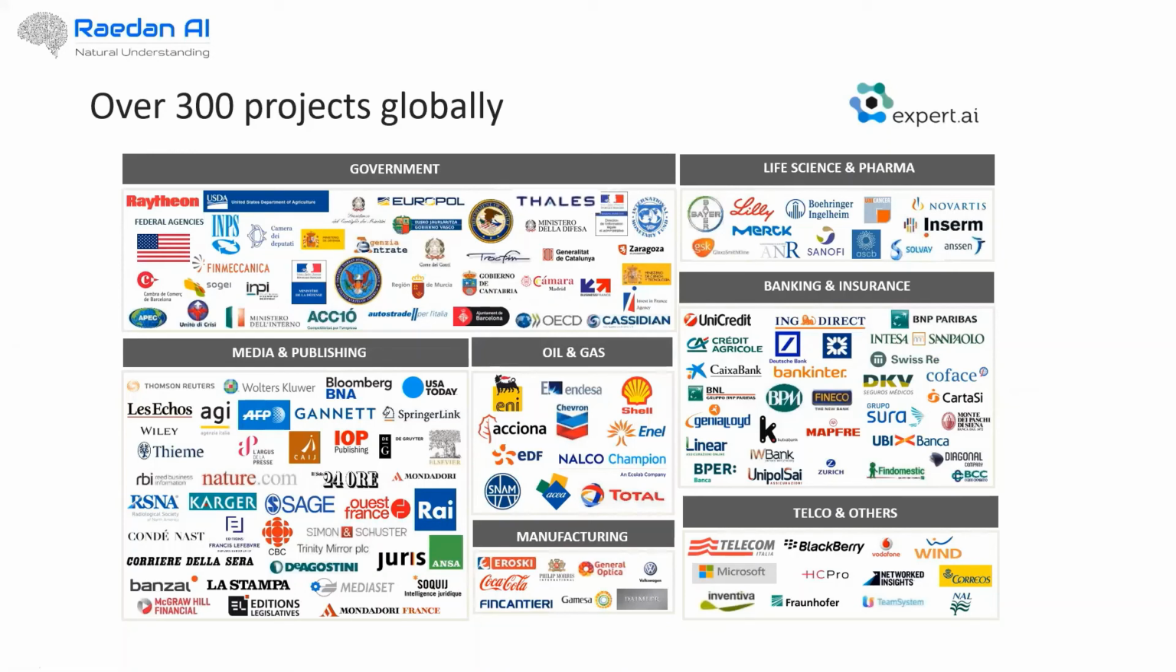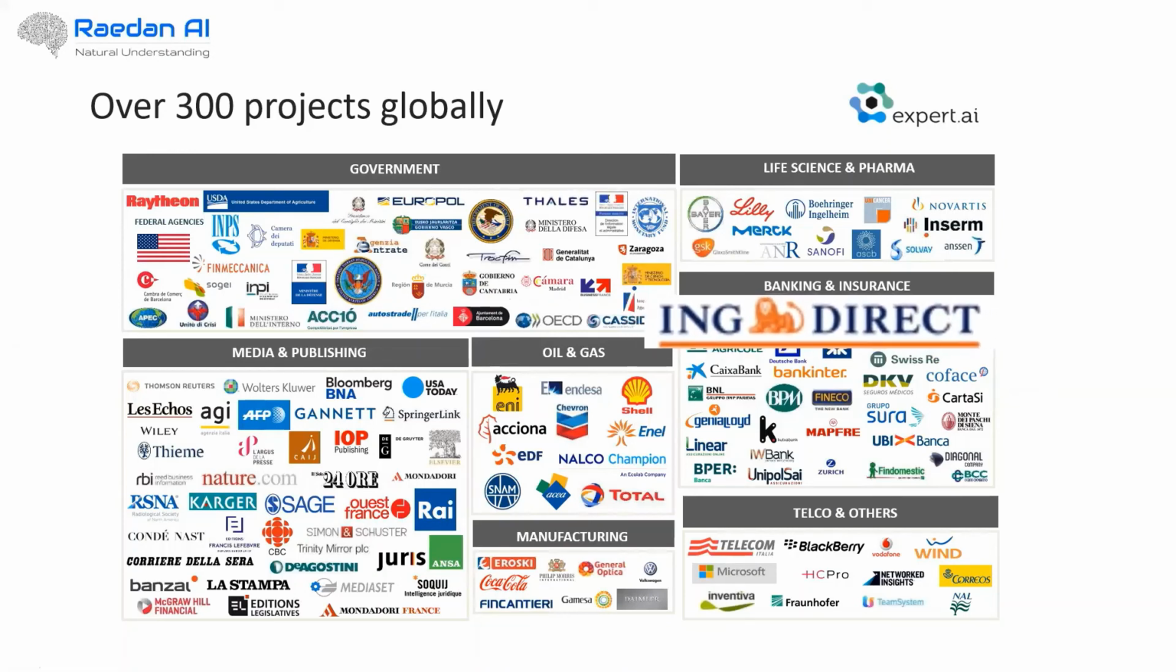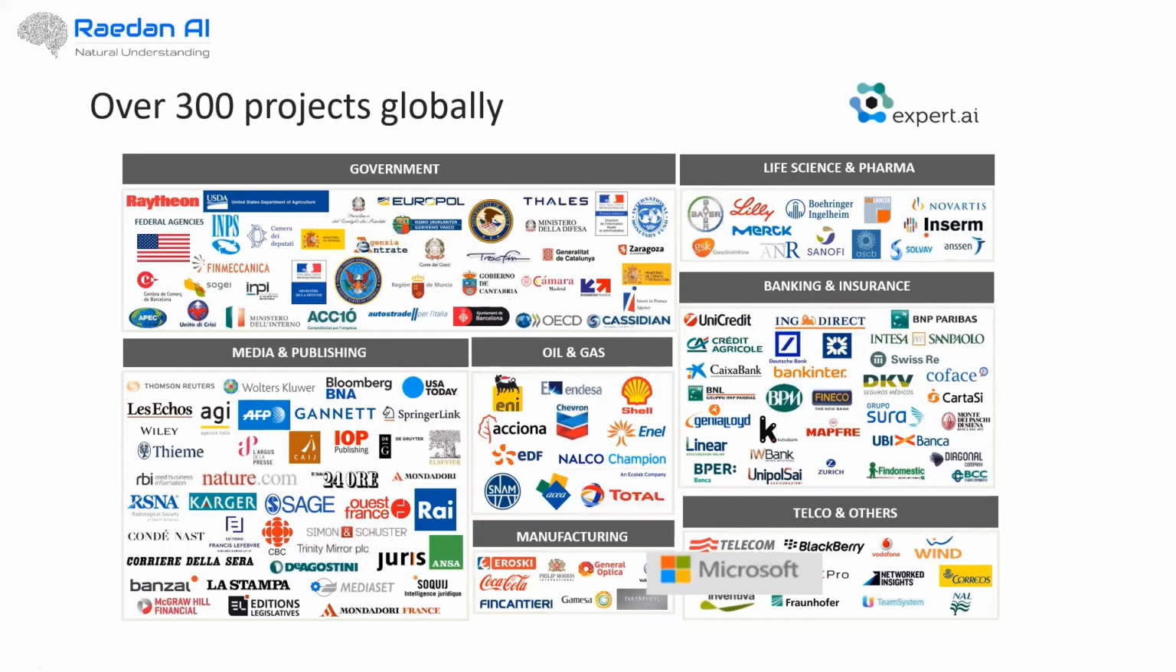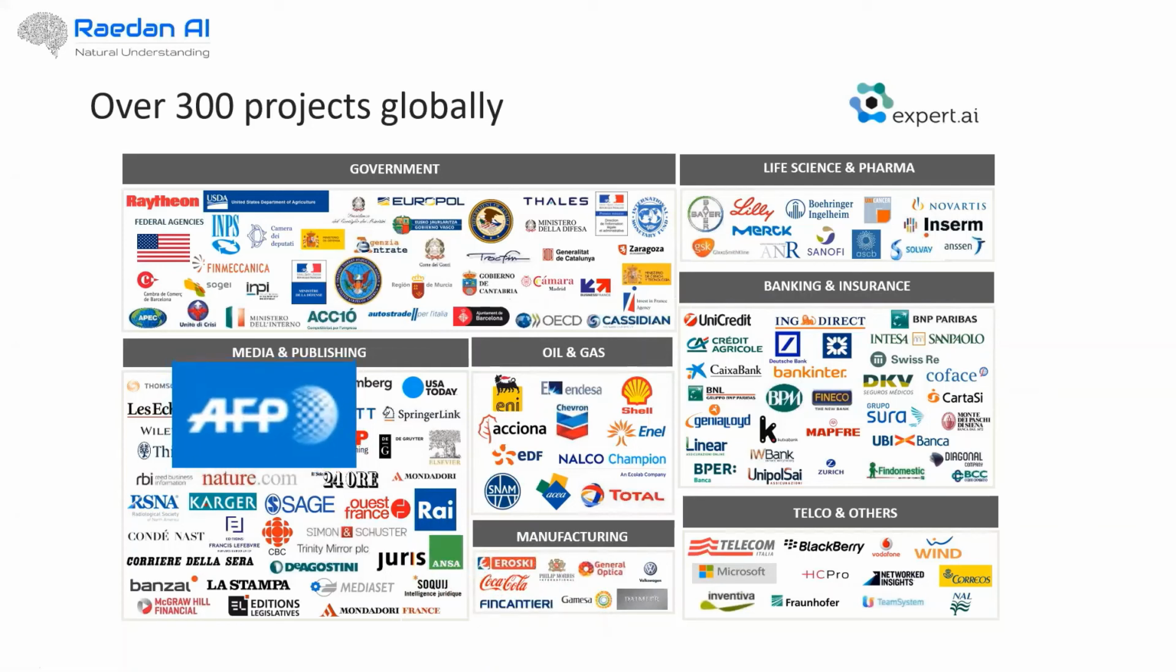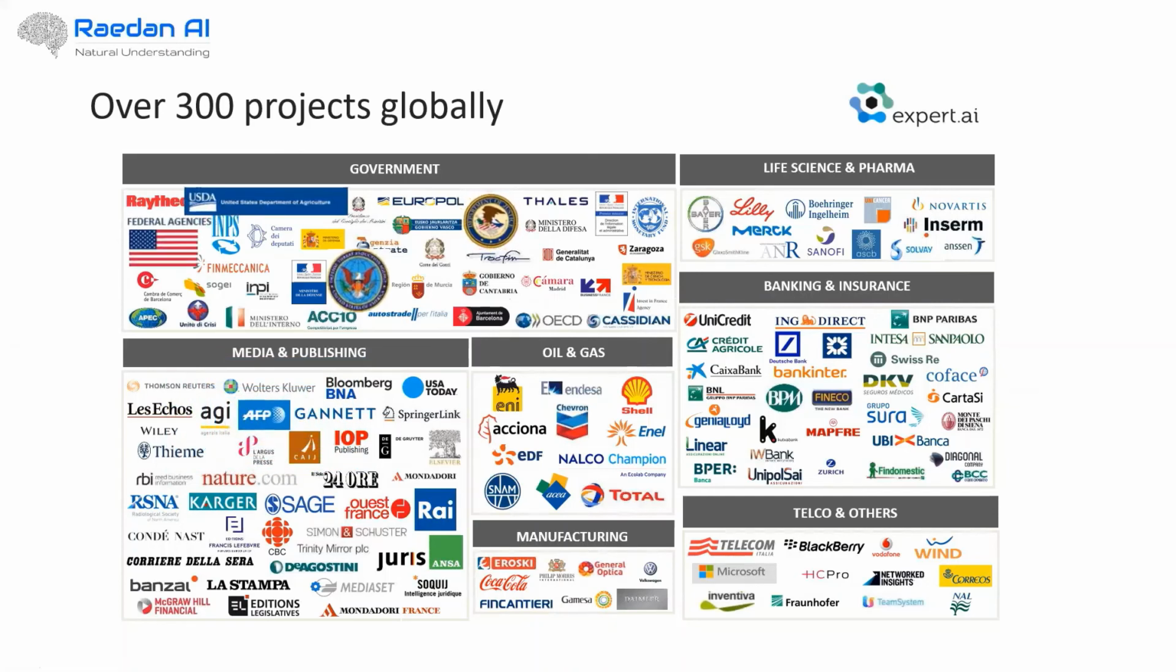So expert.ai's capability to understand all data with great accuracy has meant that it has a large number of use cases across America, Europe, and the Middle East. You can see it's primarily in industry groups who are dealing with a large amount of information, so large organizations having to deal with complex information problems. So there's government, media and publishing, oil and gas, banking, insurance, and things like that.